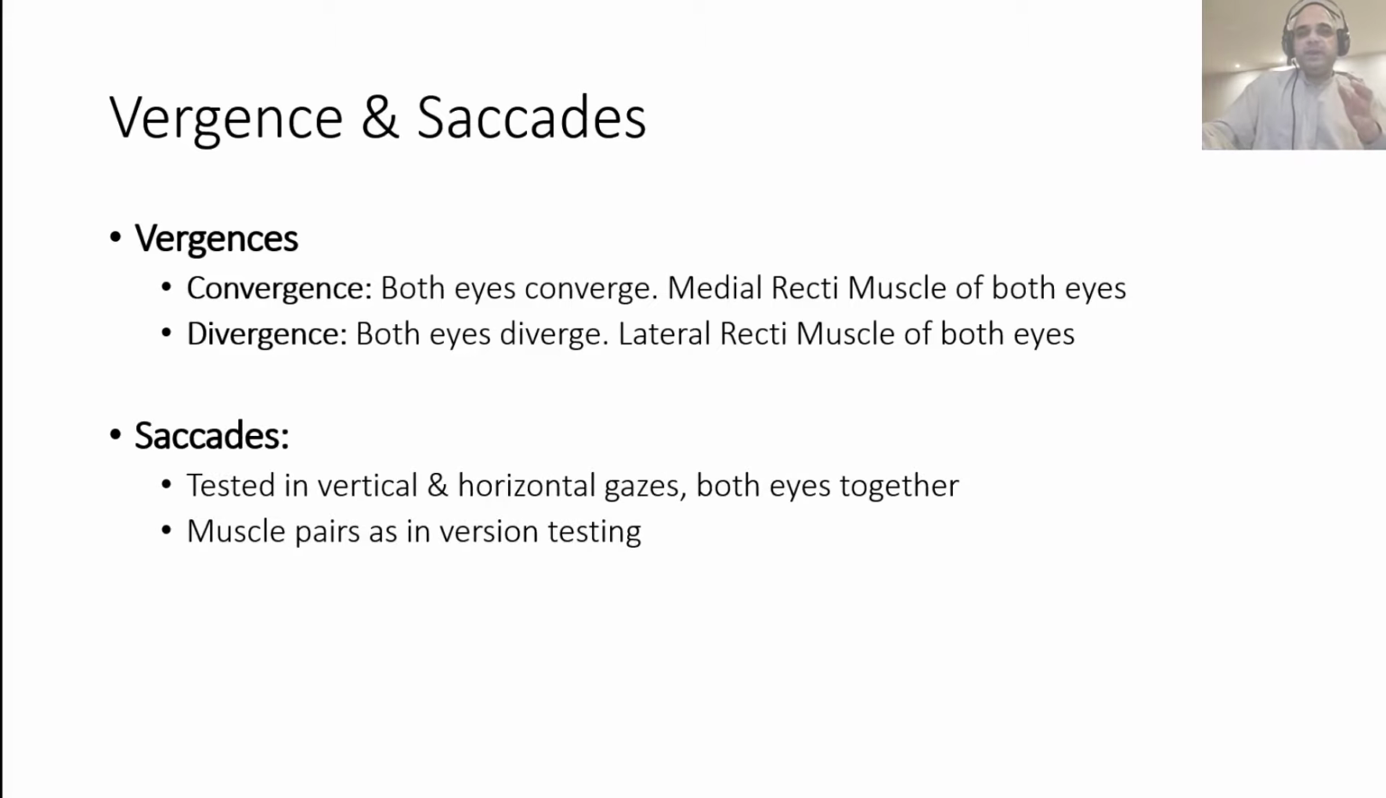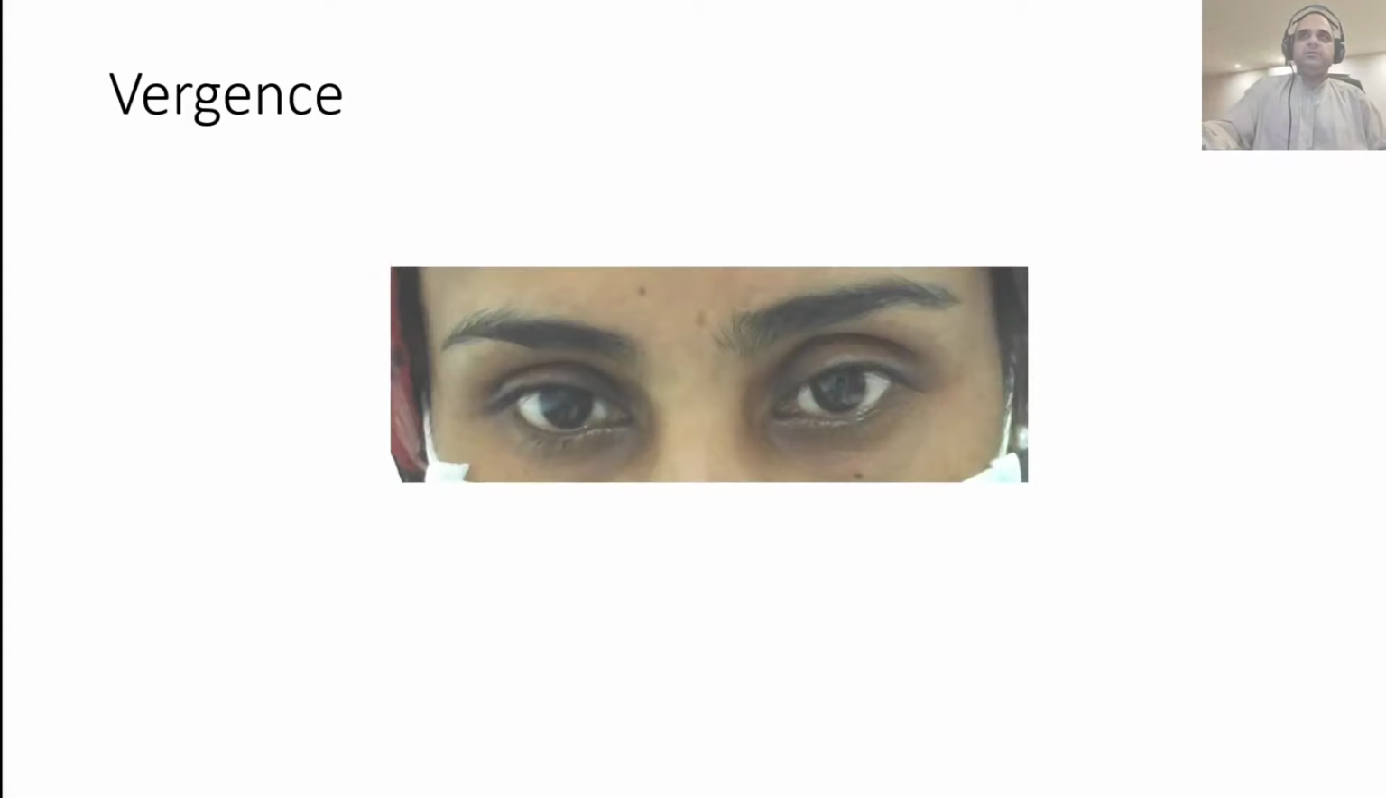Saccades test rapid eye movements, and they are tested in vertical and horizontal gazes at an undergraduate level. And again, as I said, either an open palm or a palm and a fist, and asking the patient to rapidly shift between the targets. So we'll just see a video as to how this is done. These clips are also coming up later when we test the extraocular movements, the entire video.